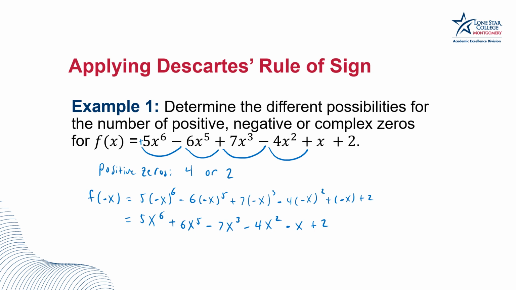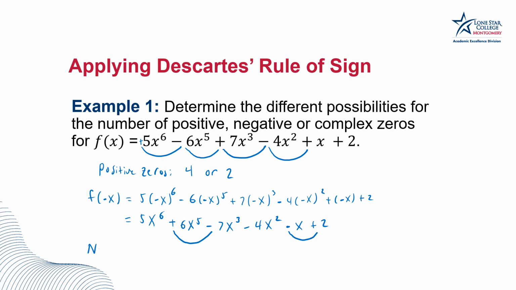Now let's count our variations. Between 5x to the 6th and 6x to the 5th, no sign change. But from 6x to the 5th to negative 7x to the 3rd, there is a sign change. From negative 7x to the 3rd to negative 4x squared, no sign change. From negative 4x squared to negative x, no sign change. But from negative x to 2, there is a sign change.